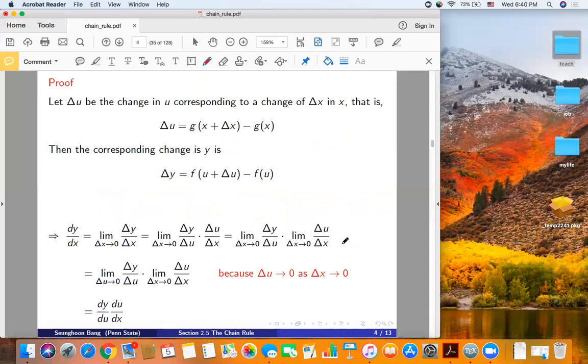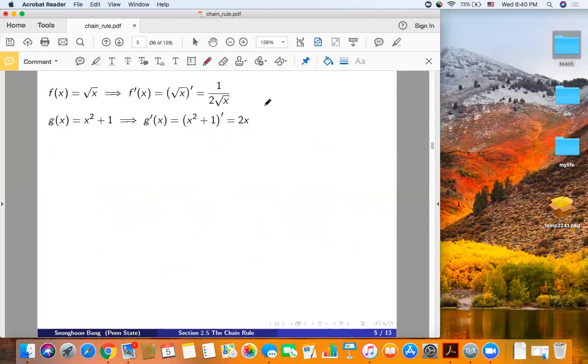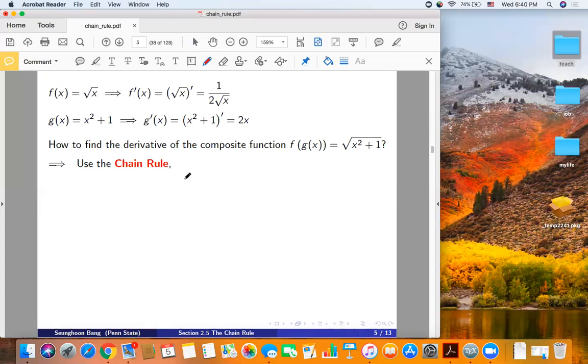All right, next one. We are going back to the previous example. The f of x equals square root of x, f prime of x equals 1 over 2 root x. The g of x is x squared plus 1. The g prime of x equals 2x. So how can you find the derivative of the composite function f of g of x equals square root of x squared plus 1? Here, use the chain rule.